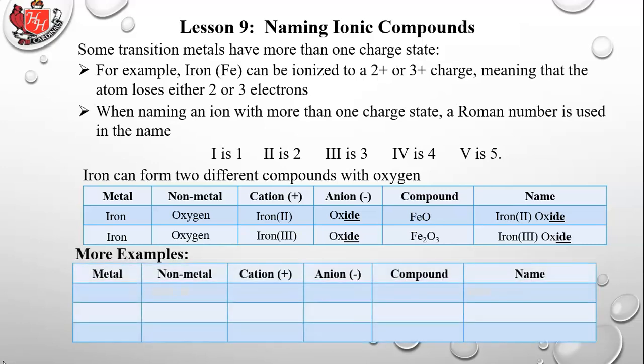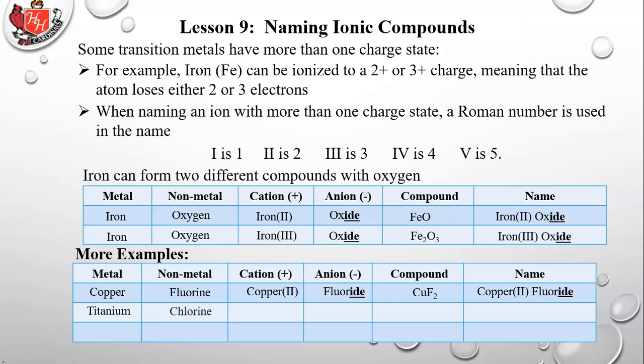So more examples, copper and fluorine. Copper can have more than one charge. We're going to talk about copper 2. Fluorine only has one charge, the -1. So you're going to need 2 fluorines, 2 of the -1s, to match up with the 2+ for copper. And that's going to be copper 2 fluoride.